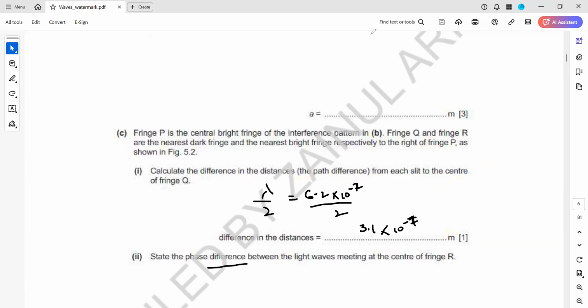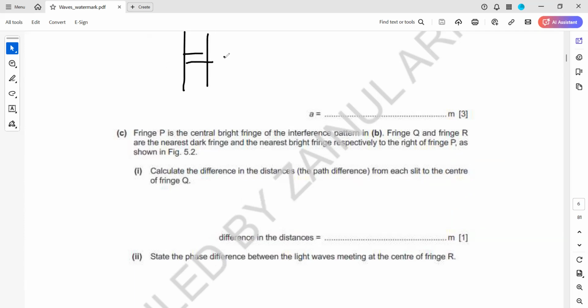Then what about the phase difference? The same concept we use. For example, we have maximas and minimas. The central maxima is there, then we'll have a minima, then a maxima, then a minima. So at the central maxima, the phase difference is 0. Then it will be pi by 2, and then it will be pi. The minima will be pi, or 180. And then it will be 2 pi, because it is the phase difference, or the angle difference.